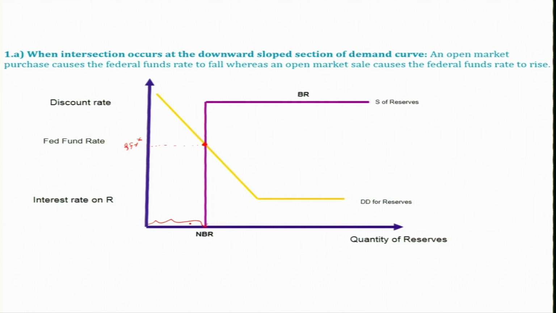Now you can also see here the flat section of the demand curve. We know that this is the interest rate on reserve, and the upper part, this one, is the discount rate, the rate at which the banks can borrow from the Federal Reserve System.